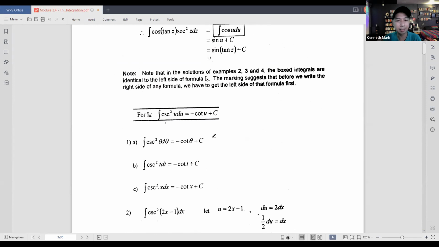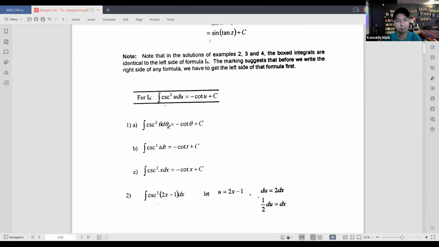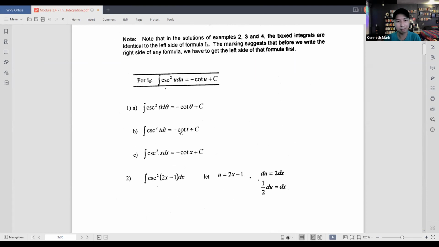Okay, so that is equal to, pag in-integrate natin yung cosecant squared u du, equal siya sa negative cotangent u plus c. So if you have cosecant squared theta d theta, so that is negative cotangent theta plus c. If you have integral of cosecant squared t dt, then you can have negative cotangent t plus c.